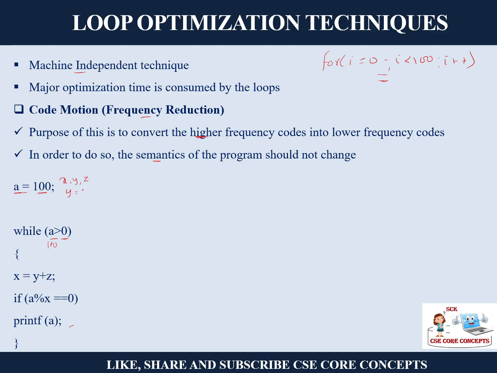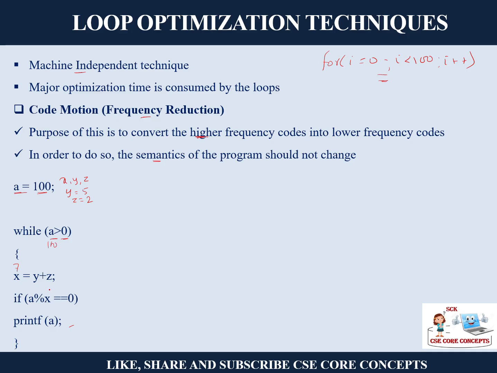Let's say y is equal to 5 and let's say z is equal to some other value, let's say 2. So what is the value of x here? x will be 7. Then I am saying 100 modulo 7 is equal to 0. No, it is not 0, so I will not print. Then I will come out, but still I am in the while loop, right?